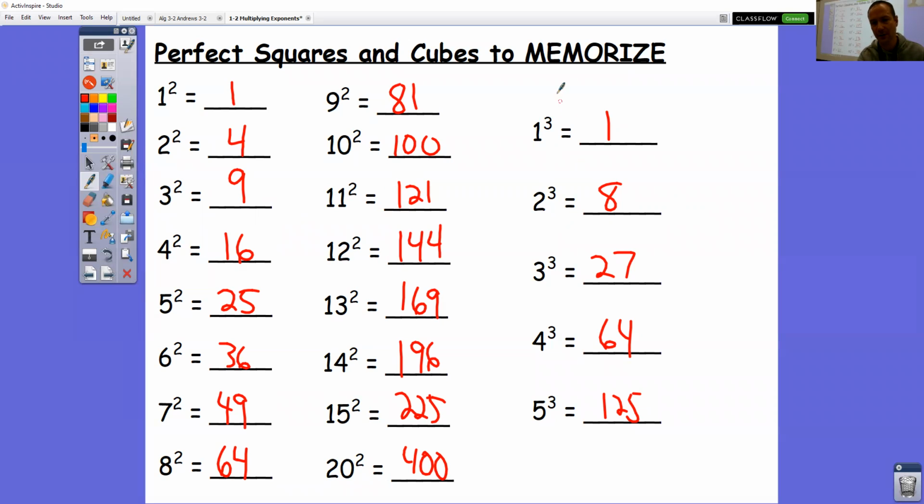Looking at the cubes, cubes are a little bit more difficult. You have to multiply the number altogether 3 times. So 1 cubed, or 1 to the third power, is 1 times 1 times 1, which is 1. 2 cubed is 2 times 2 times 2, which is 8. 3 cubed is 3 times 3 times 3, which is 27. 4 cubed is 4 times 4 times 4, which is 64. 5 cubed is 5 times 5 times 5, which is 125. Again, knowing and memorizing those, there will be less that you have to type into the calculator. It will just help you later on in the lesson when we go to solve equations and things like that.